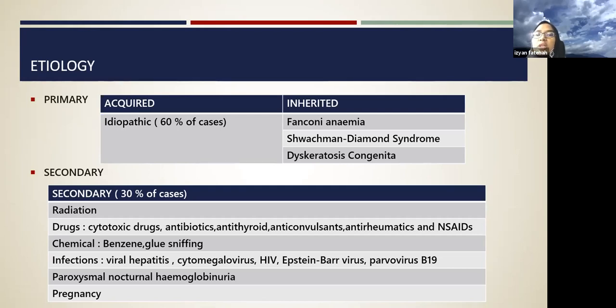Other causes are paroxysmal nocturnal hemoglobinuria, which is a stem cell disorder that causes the membrane of the blood cells to be susceptible to lysis. The symptom is dark or bright red blood in urine in the morning. Other causes may be due to pregnancy, but it is very rare and it will resolve with delivery.